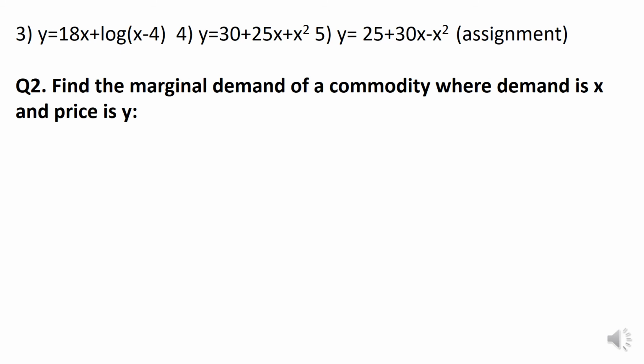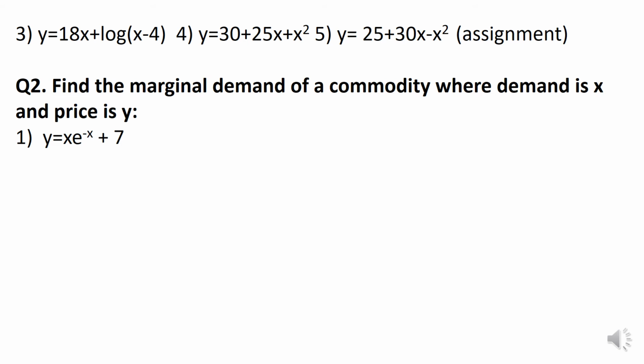The next question, find the marginal demand of a commodity where demand is x and price is y. The first one, y is equal to x into e raised to minus x plus 7. Now what is marginal demand? From last year's data again, marginal demand is nothing but rate of change of demand with respect to price. So over here it is again the same thing, that is dx upon dy. So we have to find out dx upon dy in the end.